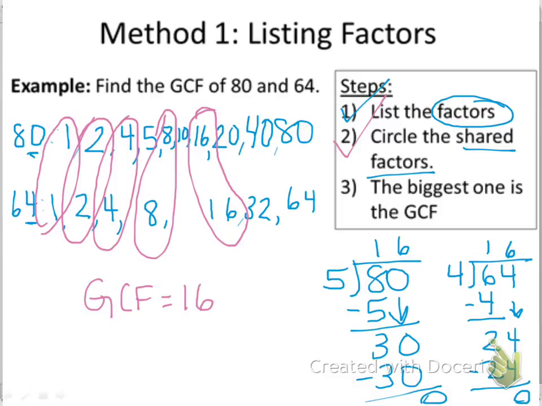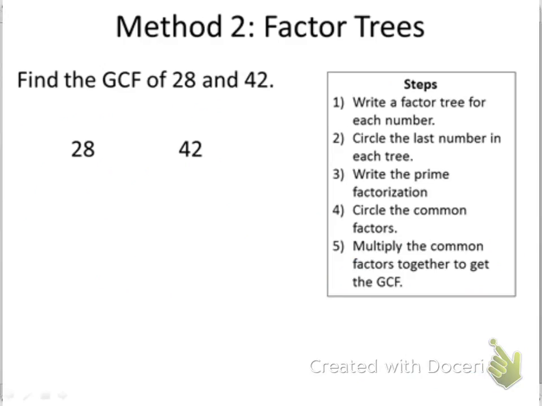Now, some of you might find this method easier, but some of you might find it very confusing because you have to use your divisibility rules. If you like this method, that's great, and you are welcome to use this method. If you don't like this method, don't worry, there's a different option out there for you. Method 2 is using factor trees. It's actually the method I like better, but you are welcome to do either one.